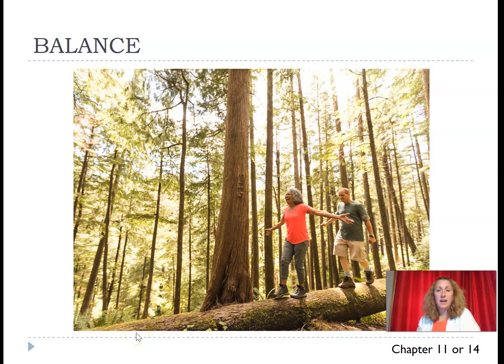So the last section of slides for the third exam includes balance. So we're going to talk about balance, static and dynamic, how to progress exercises related to improving balance, and what assessment tools are available for assessing balance.